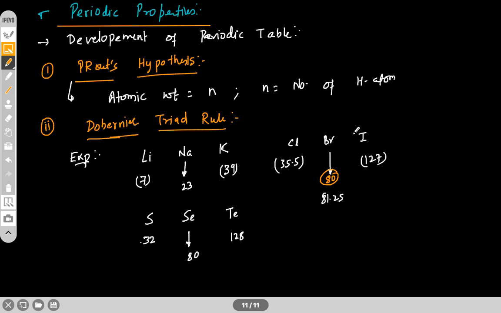Similarly, we can find out for the other elements also. Dobereiner suggested that elements of similar physical and chemical properties form this kind of triad, okay? But this is also not valid for all the elements, so we discarded this particular thing also. But in tests and in the book, they'll ask you this question: which of these groups shows a Dobereiner triad or follows the Dobereiner triad rule?